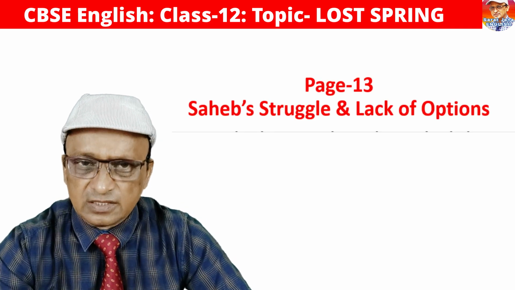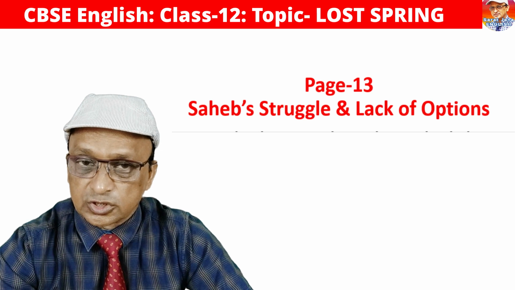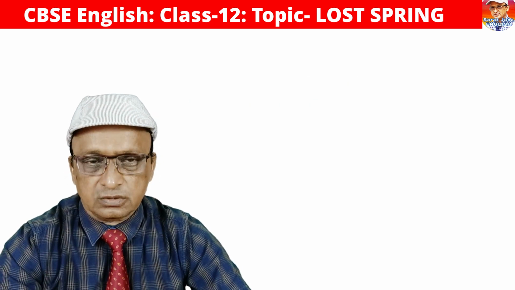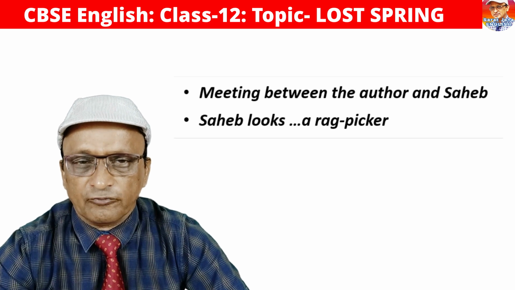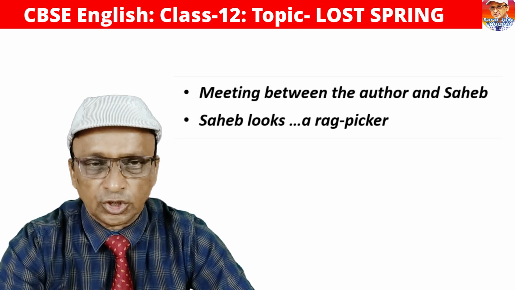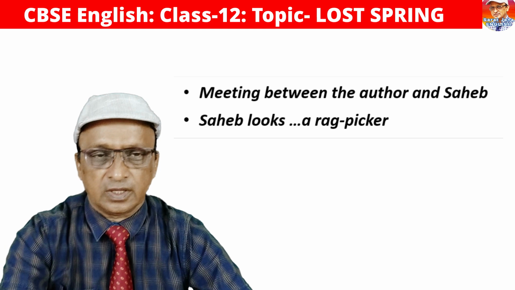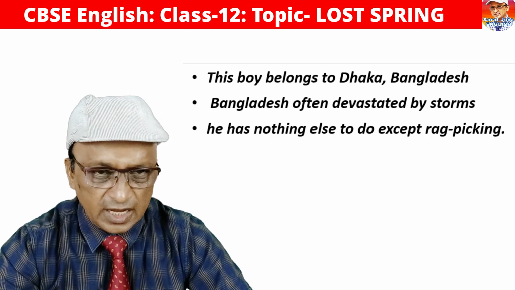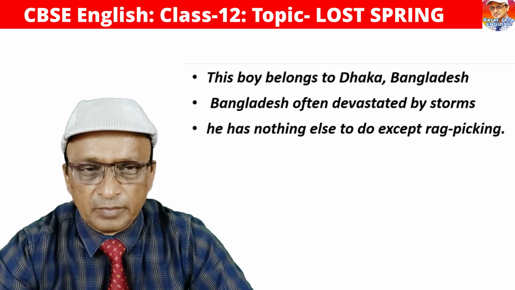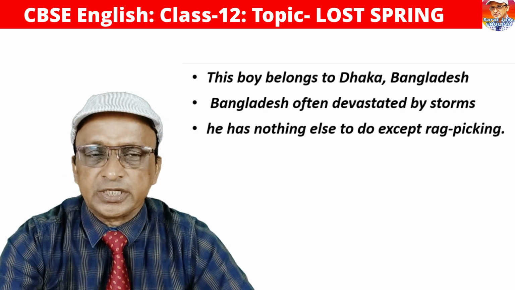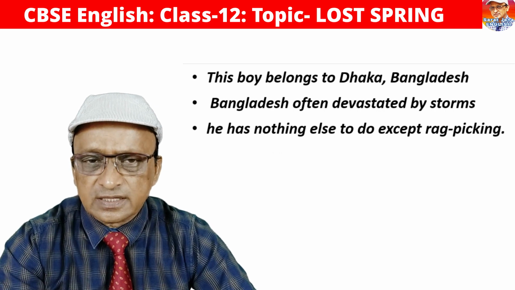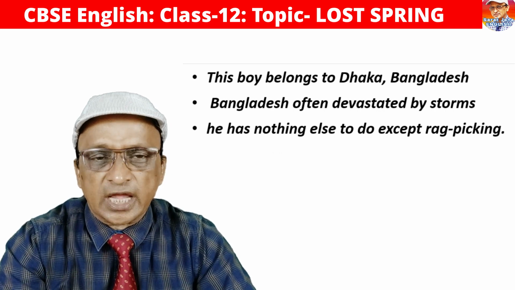Page number 13 describes the struggle and the lack of options and opportunity for a child like Saheb. At the beginning of the lesson, we find a face-to-face meeting between the author and the young boy named Saheb. This boy does not belong to India, but to Bangladesh. He left his parental home in Dhaka because Bangladesh is very often devastated by storms that destroyed their fields and homes. Saheb says that he has nothing to do except rag picking.